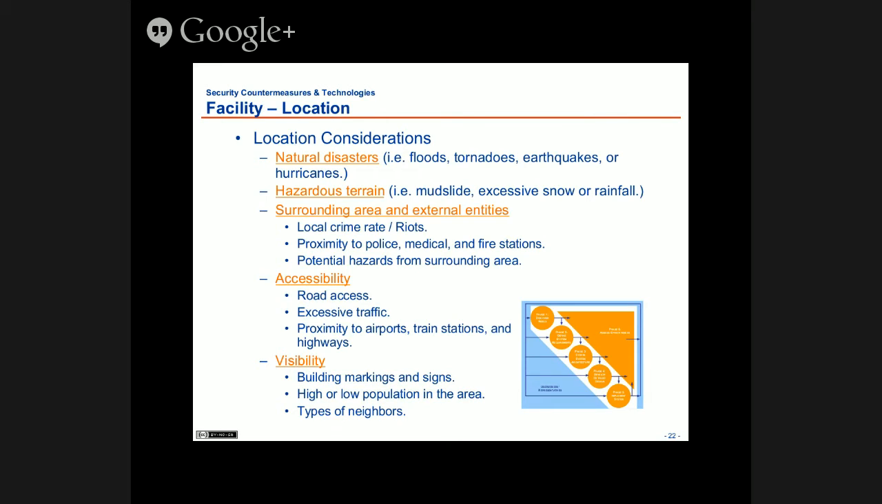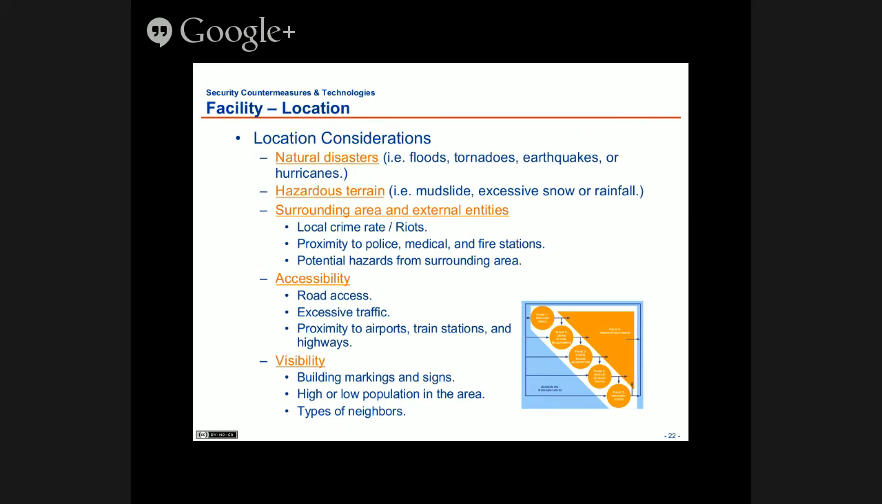Now, accessibility is important. You need road access. You need to worry about excessive traffic, and proximity to airports, train stations, and highways is important, especially when you think about getting key people in and out and bringing in goods. Maybe your organization is doing something where you want to make sure you have quick access to the airport. You can have maybe a direct trucking line from the airport to ship off goods to your actual location.